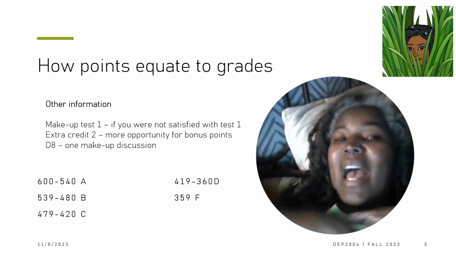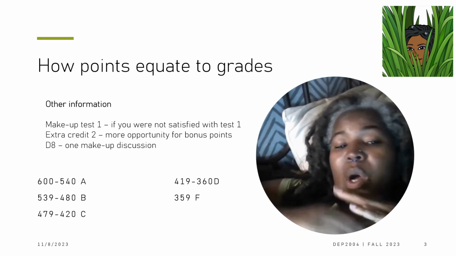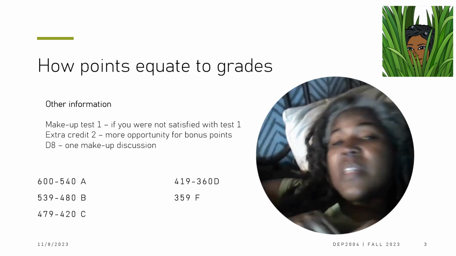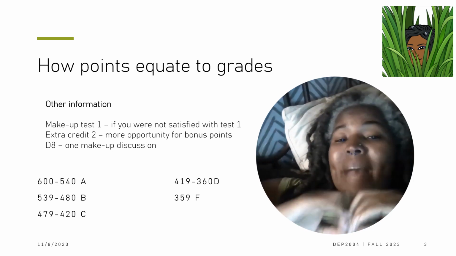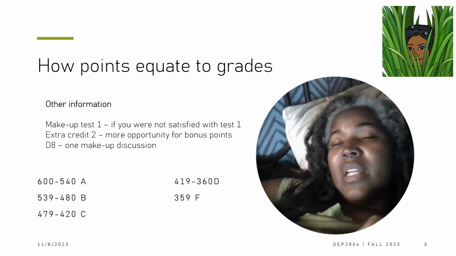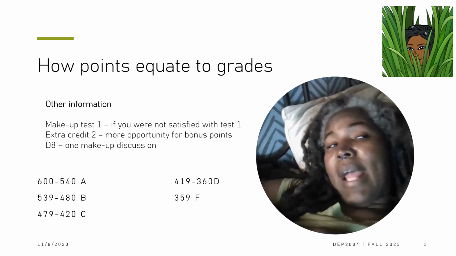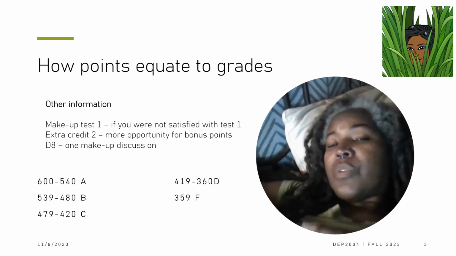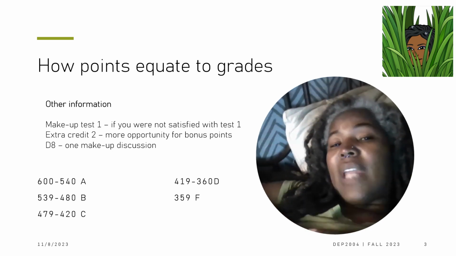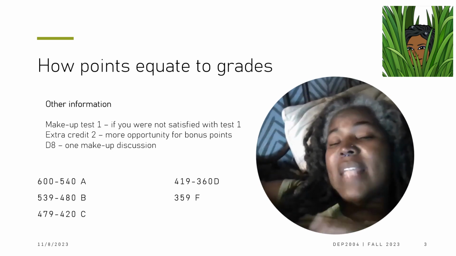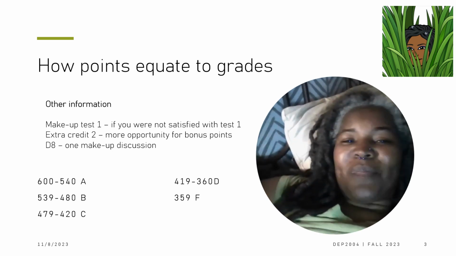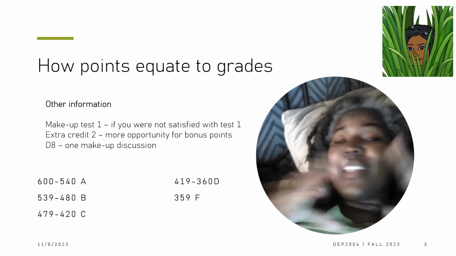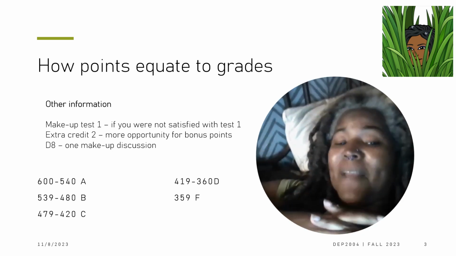So I want to talk about how points equate to grades. Okay, so at the end of the semester, you could have earned a maximum of 600 points. Technically, with all the extra credit, you could actually earn 630, but 600 points is all that's required. And if you score between 540 and 600 points, that's an A. So as you can see, there's a little wiggle room to still get an A.